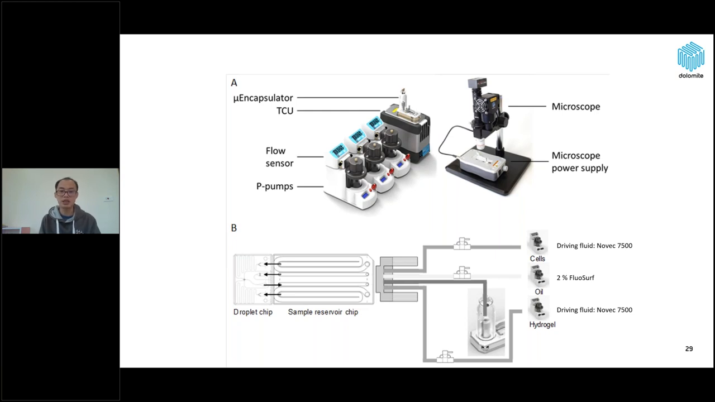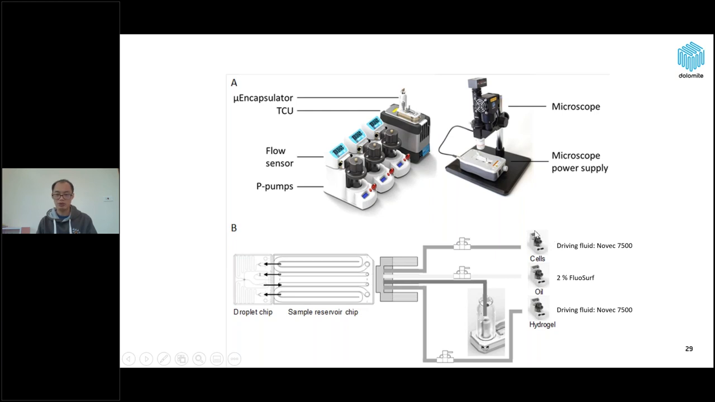So here is the system setup. It includes three pressure pumps connected with the micro encapsulator module and tissue, and visualized by microscope. One pump will be used for delivering the cells and is connected with one reservoir channel, one sample channel here. The reservoir chip will contain the cells in a 100 microliter volume or less.